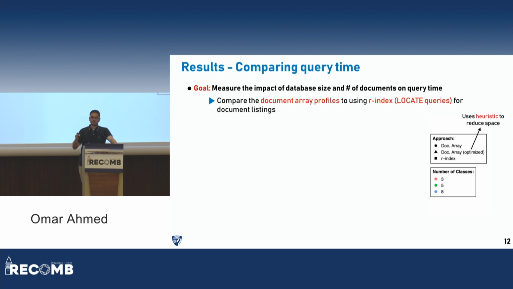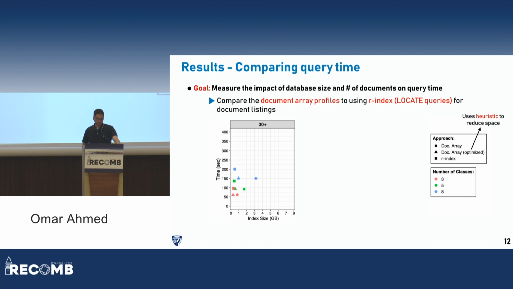Remember, the space complexity of the document profiles is r times d. So as we add more classes, the space increases. This panel over here is the 30 genome database. First, let me explain: the x-axis is the index size, the y-axis is the query time. The r-index points are the squares. They're pretty much vertical, which makes sense because it doesn't matter how many classes you have, since there's no factor of d in the space complexity. But when you look at the triangles and circles, you can see how they increase to the right because we have more and more classes. The second thing to notice is that the triangles and circles tend to be lower than the squares.